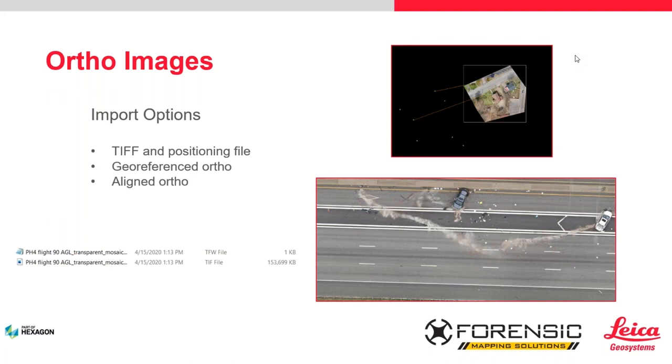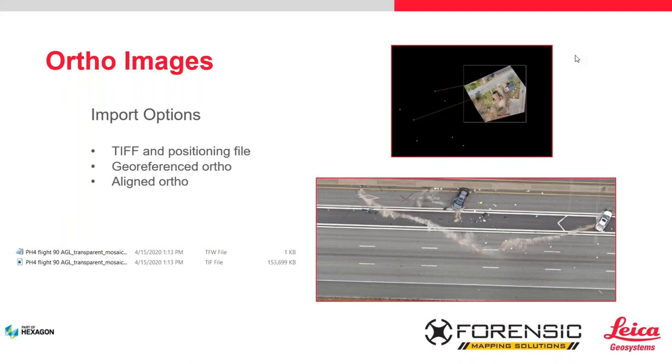orthomosaic image, which means that all the images are processed so they're 90 degrees to the ground, and then the software stitches them together into one large image. And with that, in Pix4D, if you use RTK GPS, you're going to get a TIFF, which is like a JPEG, but it's an image file, and you're going to get a positioning file that tells it where in the state plane coordinate system that image is located. So once I have that, I'm going to show you shortly how we can bring that into Map 360, and it will place it in state plane coordinates in the right location, and we'll verify that through the GPS points that we're going to show you.